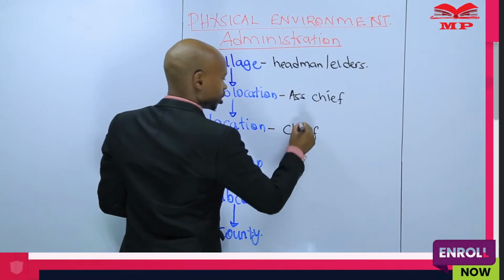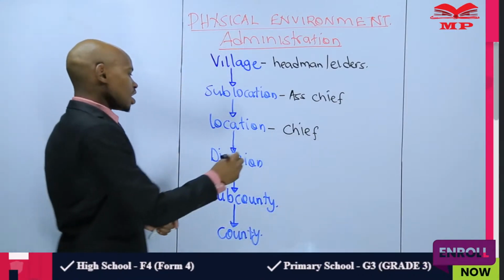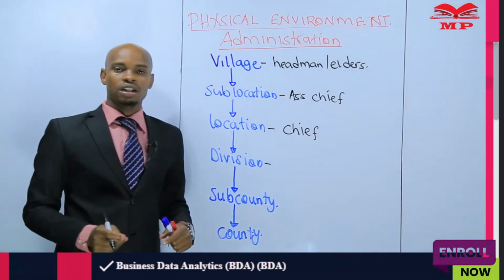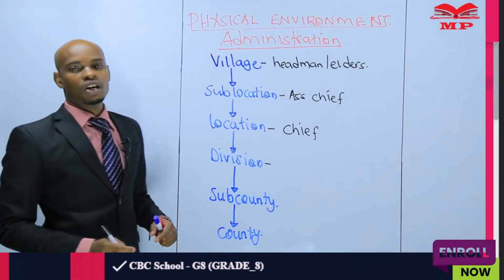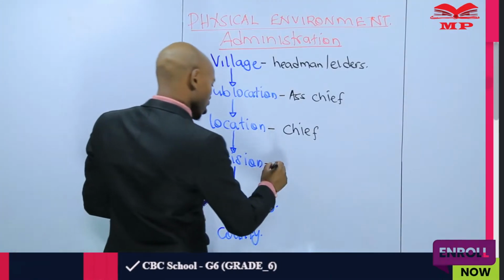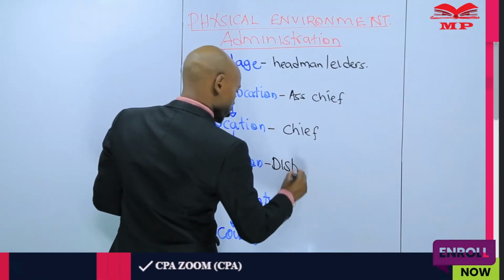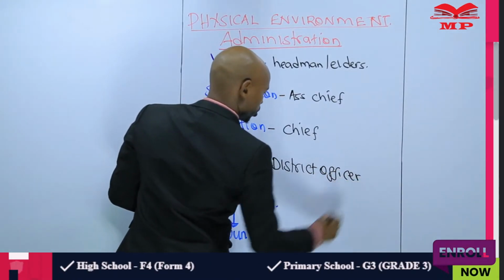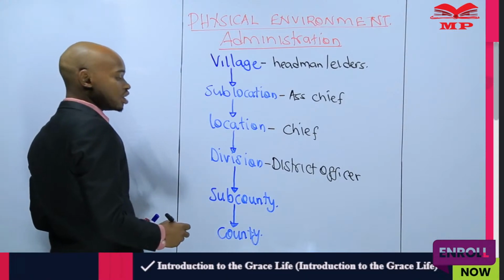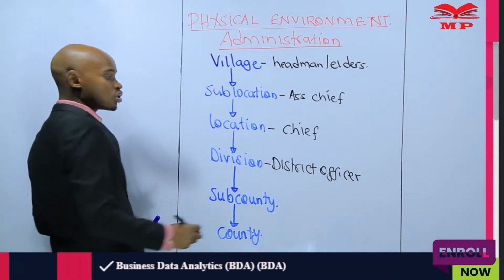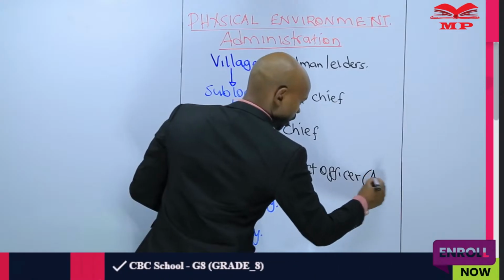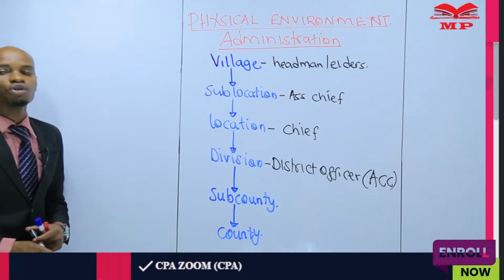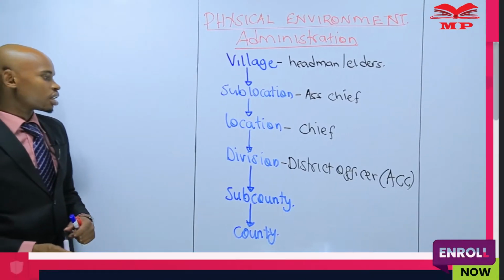And location, we have a chief. A division was under a DO, that is a district officer. But in the current dispensation, he is called ACC, Assistant County Commissioner.